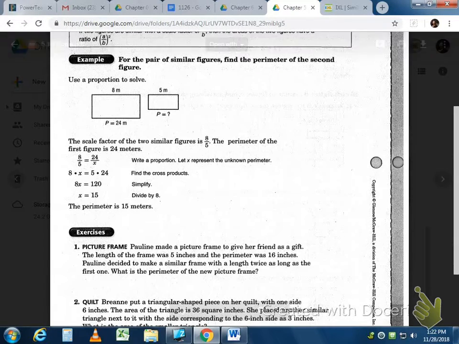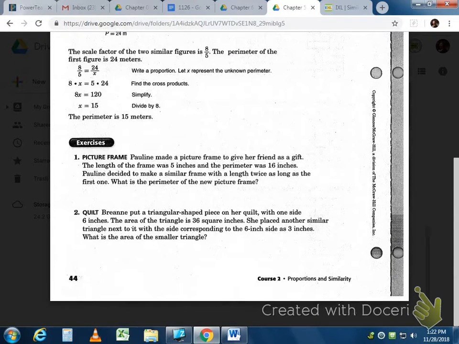Because some of them aren't going to be that simple. Some of them are going to have decimals in them or numbers that don't come out nice and even. So you've got to know how to do it with all of them and practice with the simple ones, and then when you get to the harder ones, you'll know how to do it. Okay? All right, let's look at number 1.